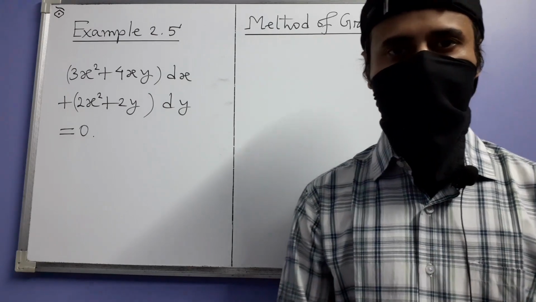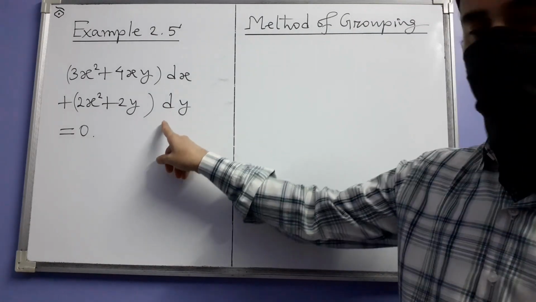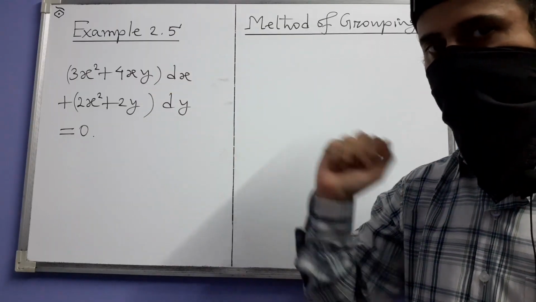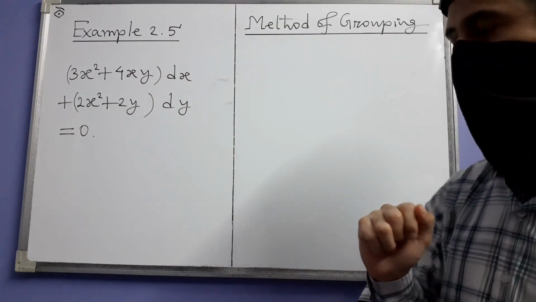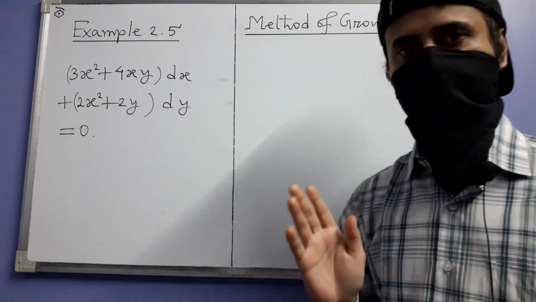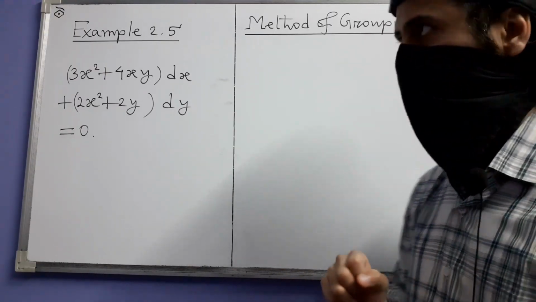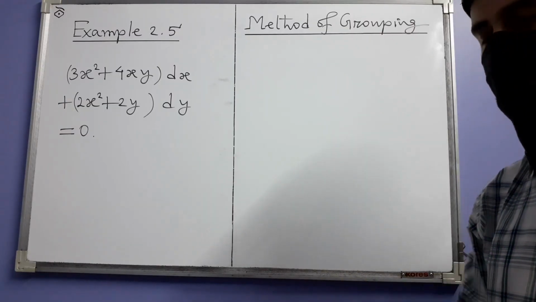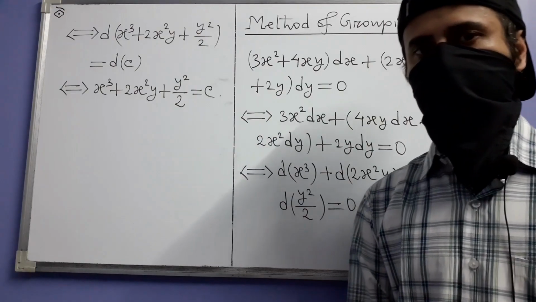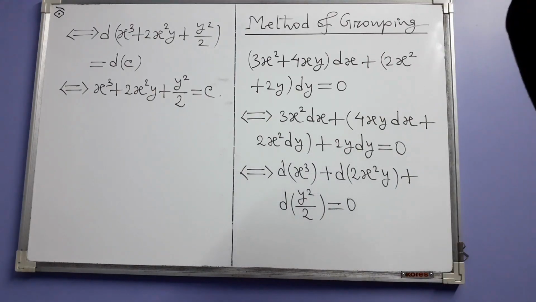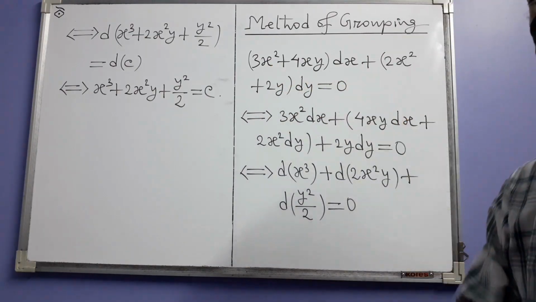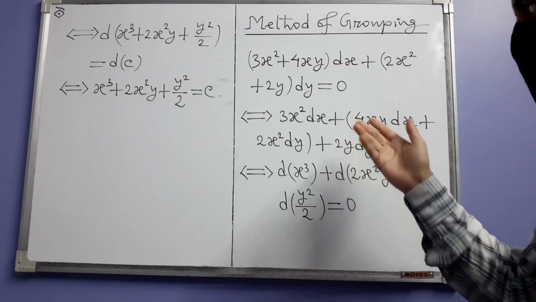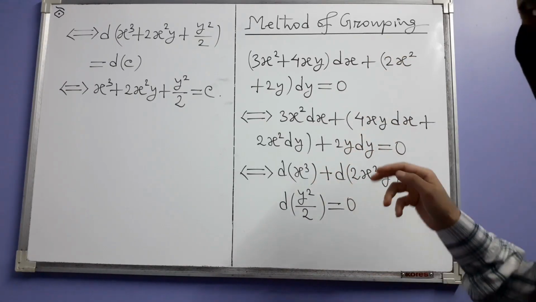Let's start our discussion by again considering the exact differential equation in this example that we have already solved by our standard method. And at that time we mentioned that there is another way of solving it, namely by the method of grouping. So let's see how this can be done. Without writing much, we straight away write the differential equation and then we group the terms. In what manner, that will be clear now.